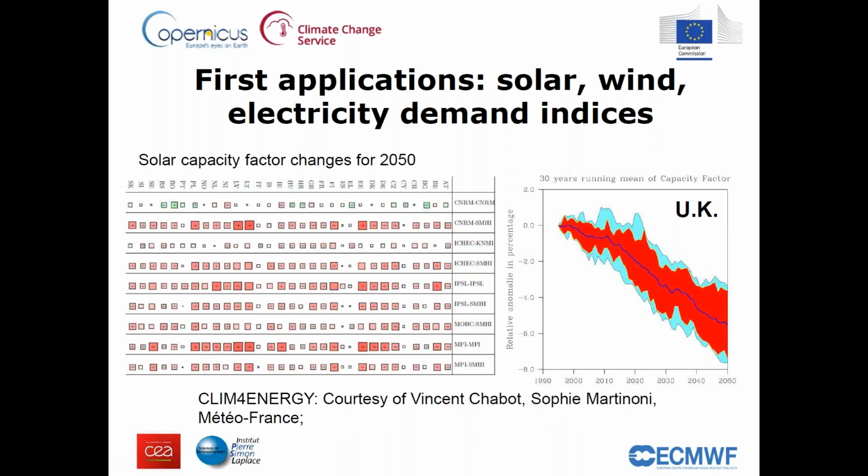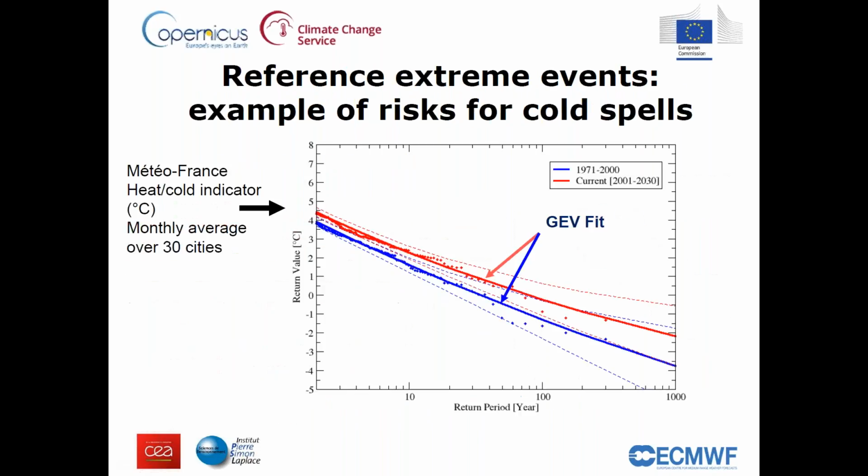On the left-hand side, it's actually for different countries, but you can see that in many countries in Europe, we are expecting from these simulations that the solar capacity factor will decrease in the winter. I must add that this is for the winter season. And not all models simulate the same amplitude. One model simulates almost no change, and some other models simulate a much larger amplitude of this type of change.